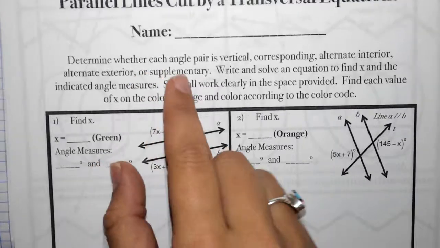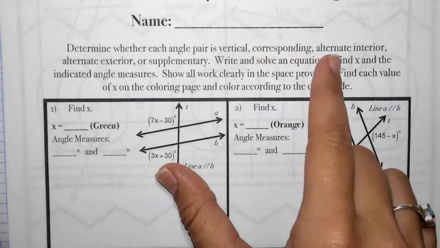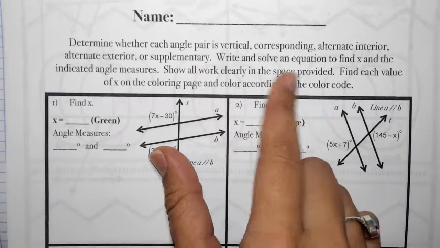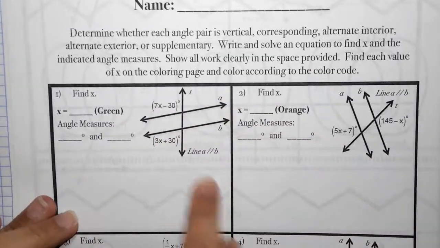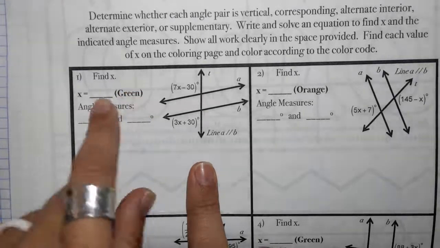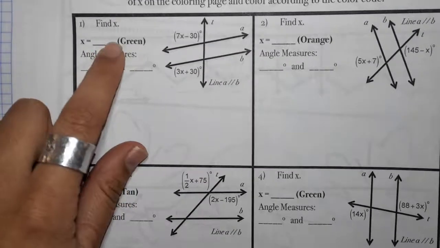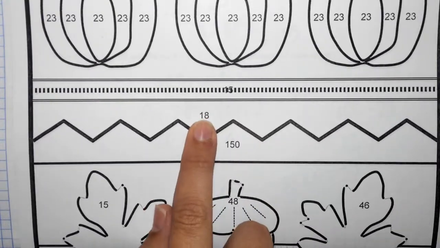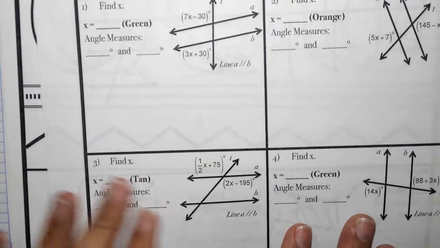So, determine whether each angle pair is vertical, corresponding, alternate interior, alternate exterior, or supplementary. Write and solve an equation. Show all work. Then, once you find the value of x, you color it on here, that color. So, if x happened to be 18, what would you color here? You would color 18 green. Does everybody understand? Show all your work on this.